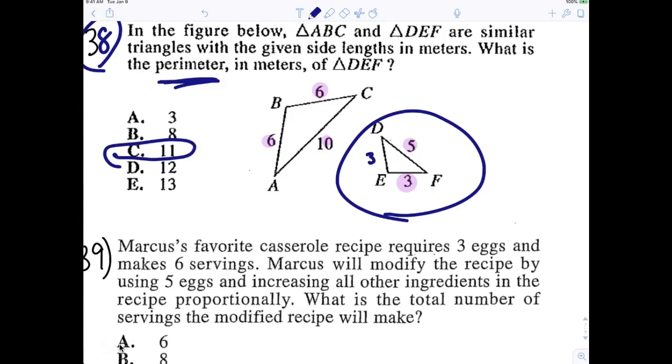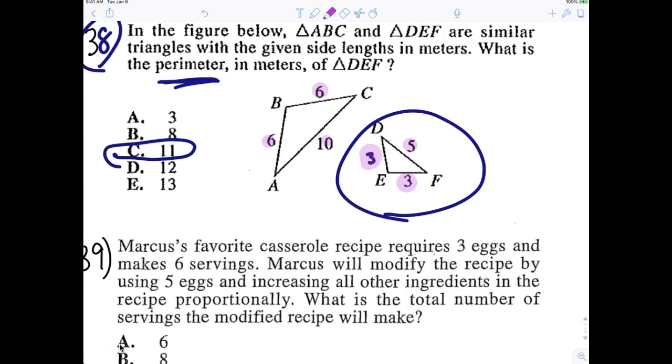Perimeter means to add up. Stop doing that. You're obviously not that coordinated to be doing that. Now, the perimeter means to do what? Add up, right? So we have to add up 3 plus 3 plus 5. That's what perimeter is. Is that good for you? You sure? Okay, good. So how'd you get the other 3?